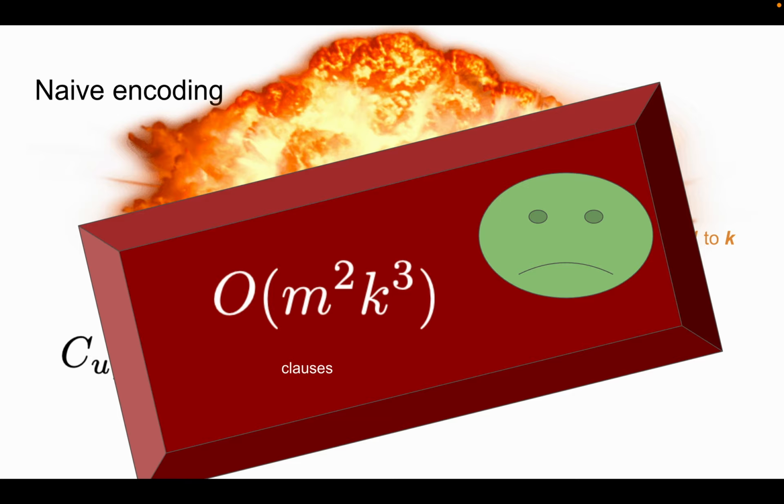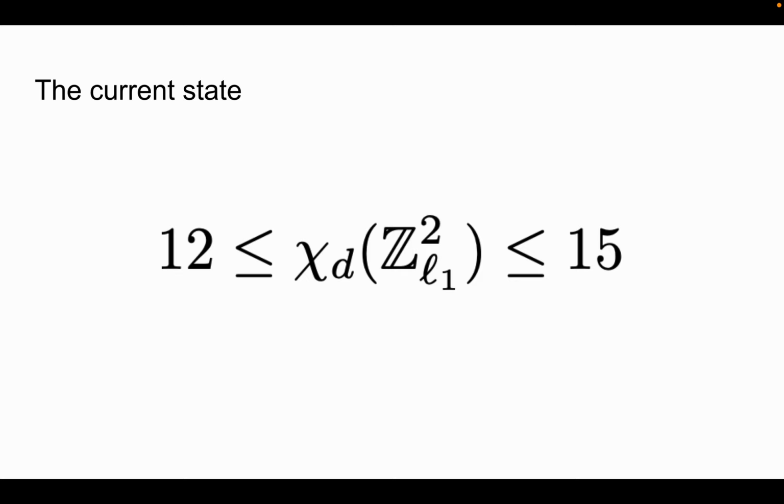It's not hard to see that this encoding creates O of m squared k cubed many clauses for an m by m grid with at most k colors. This is too large. And yet, however, it allows us to show some lower and upper bounds for the distance coloring number of the infinite grid. In particular, just by using the naive encoding, we're able to get that this number is between 12 and 15.